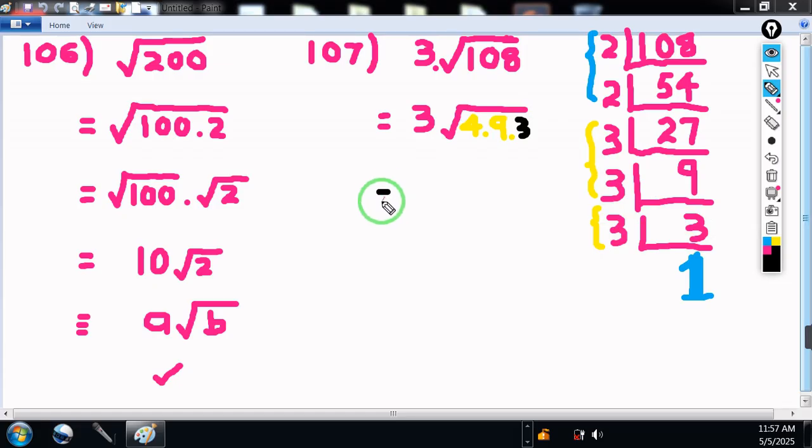Now I'm going to use the black color. This 3 is the same 3. The root is the same root, but I want to take out individually. This is like root A times B times C is root A times root B times root C, meaning root A, the A is 4, instead of writing 2.2, then root B is the 9, root 9, and then root 3 is root 3, the C.